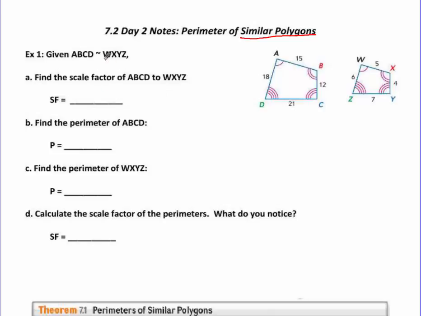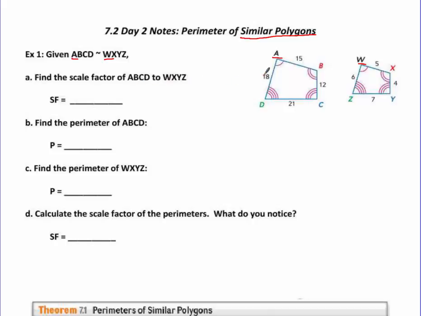sense to you. So we're given that quadrilateral ABCD is similar to quadrilateral WXYZ. That's these two over in the picture. So A and W correspond, B and X, C and Y, all that, right? So find the scale factor of ABCD to WXYZ.